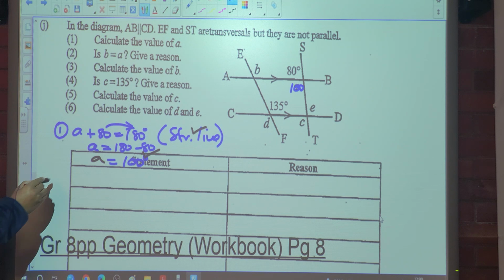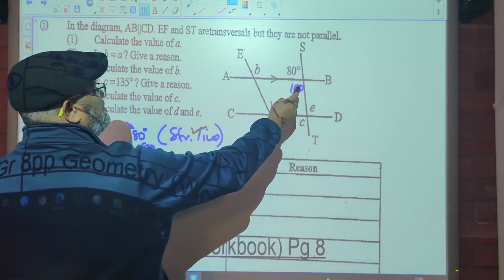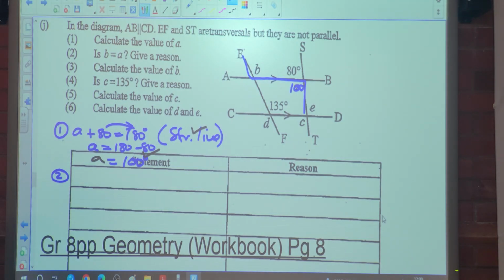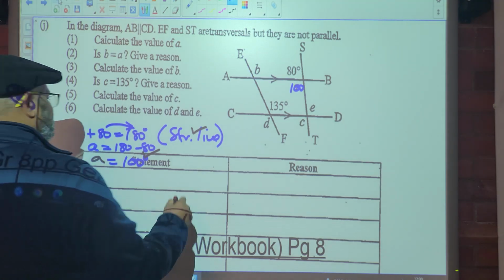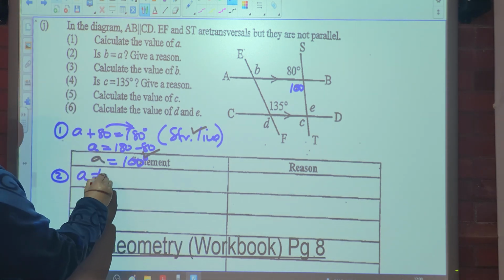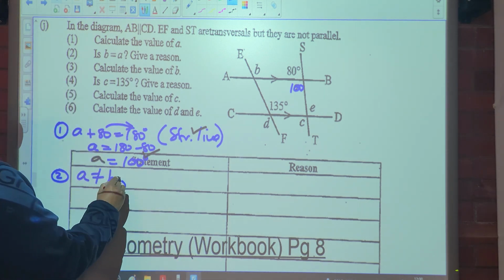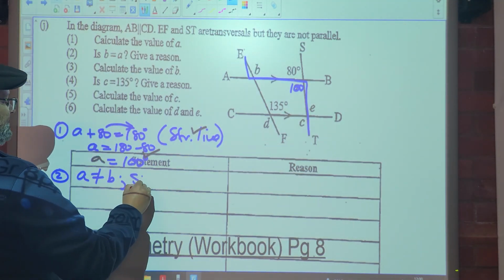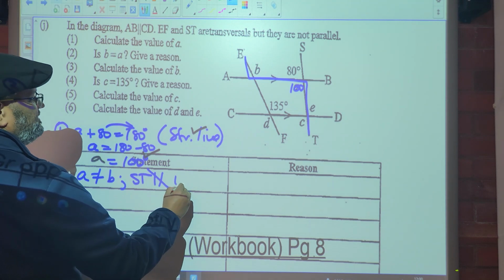Number 2. Is A equal to B? Is it alternate? Yes, but is A equal to B? No. Why not? The lines are not parallel. But are they alternate? Yes. So is A equal to B? A is not equal to B. The reason is that ST is not parallel to the other line.